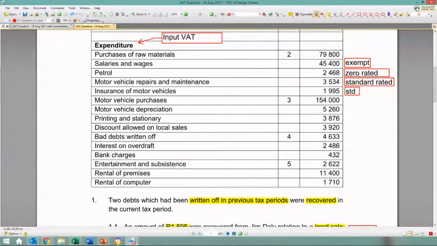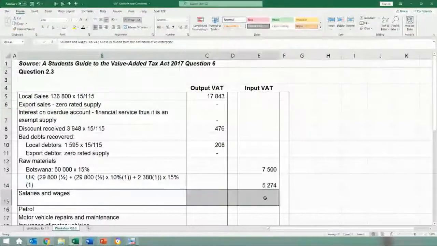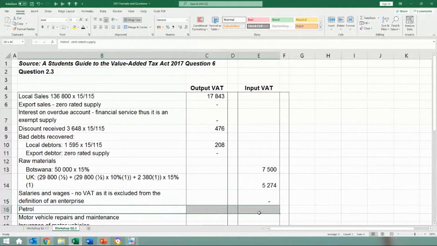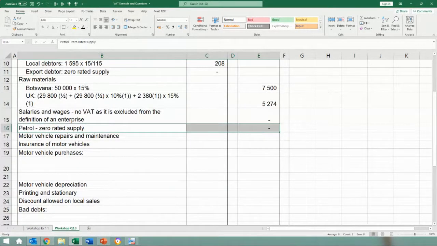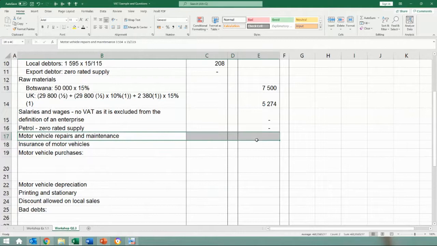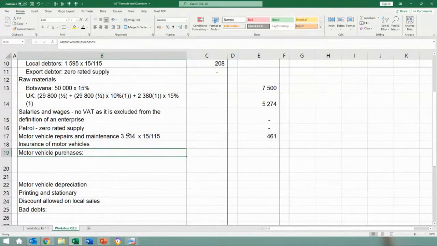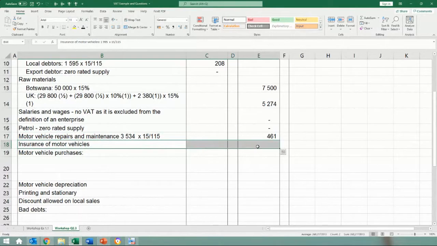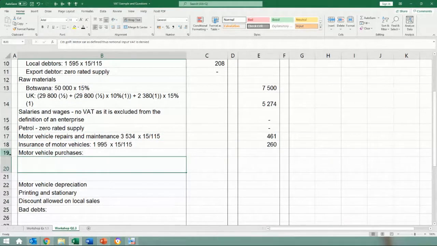So we've already done the purchases. If we look at salaries and wages, we said it is an exempt supply, so that would be a 0. We said petrol is a zero rated supply, so that would also be a 0. We said motor vehicle repairs and maintenance was standard rated, so you take the 3,534 multiplied by 15 over 115 to get to 461 Rand. The insurance is also standard rated, which is 260.